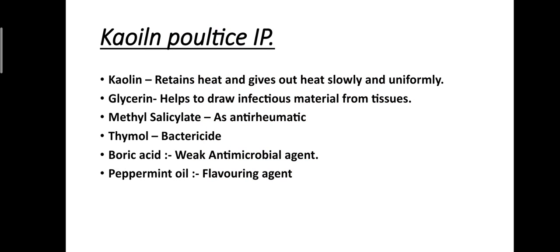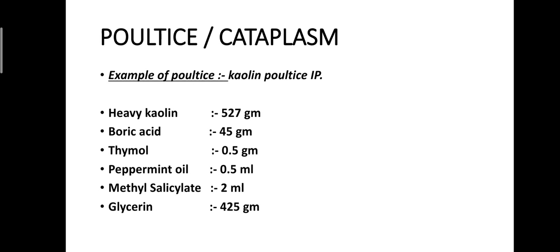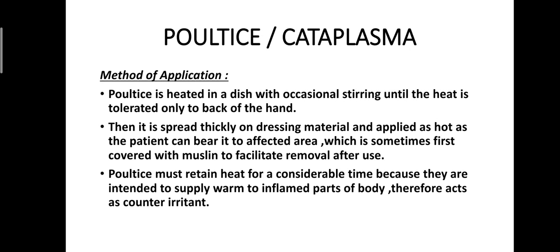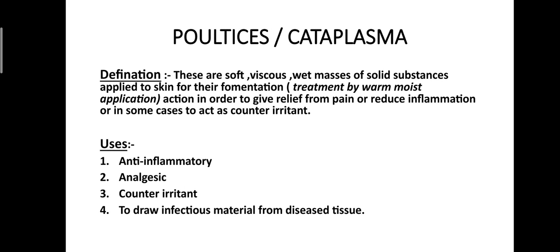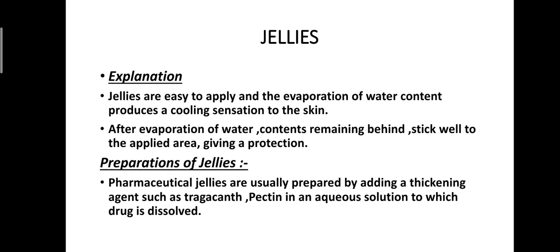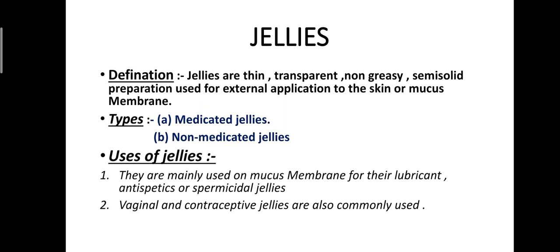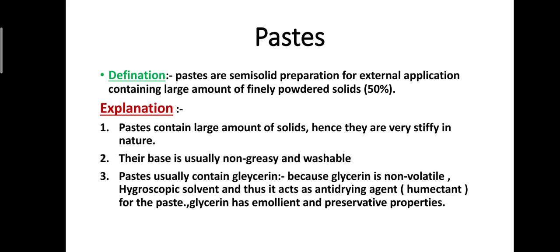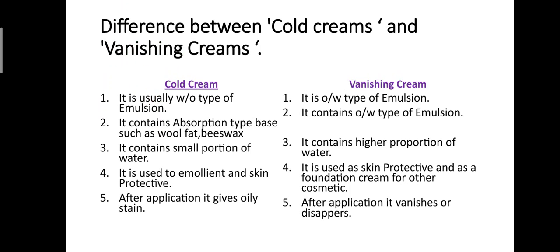Generally, D. Pharmacy students, what we studied in today's video: example of poultice, that is kaolin poultice IP, storage of poultice, label of poultice, method of application of poultice, definition and uses of poultices, container of jellies, label for jellies, explanation about jellies, preparation of jellies, definition, types and uses of jellies, paste, classification of paste according to their basis, definition and explanation of paste.